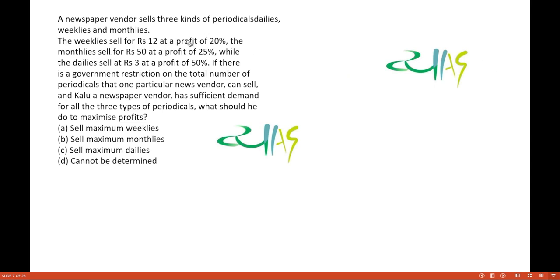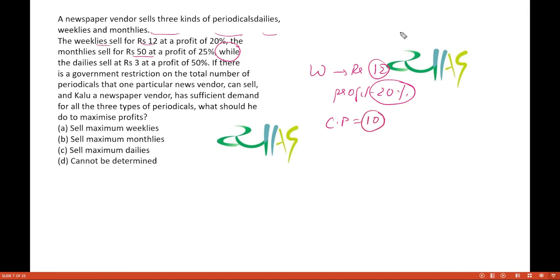Guys, look at this question. We have a newspaper vendor who sells three kinds of periodicals: dailies, weeklies and monthlies. The weeklies sell for rupees 12 at a profit of 20%. So weeklies are selling for rupees 12 and the profit is 20%. So that means the cost price is how much? 10. Okay, the cost price is 10. The selling price is 12.